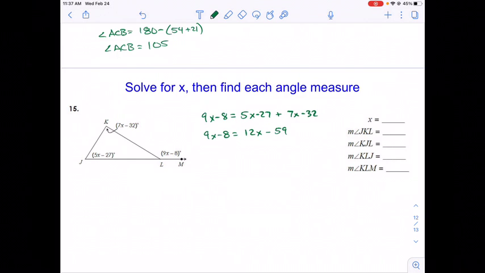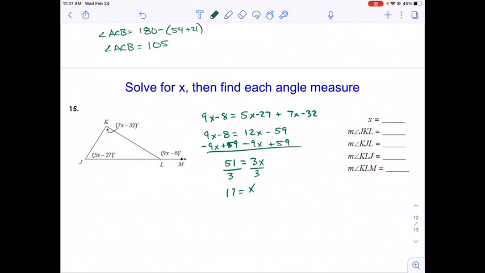Okay, so we're going to subtract 9x, bring our smaller x over. We're going to add the 59 to the other side. Okay, that gives us 51 equal to 3x, divide by 3, and x is equal to 17. So 17 is our x. So we're going to plug it in here. It says for JKL, so J to K to L is going to be the 7 times 17 minus 32. That's going to be 87 degrees.